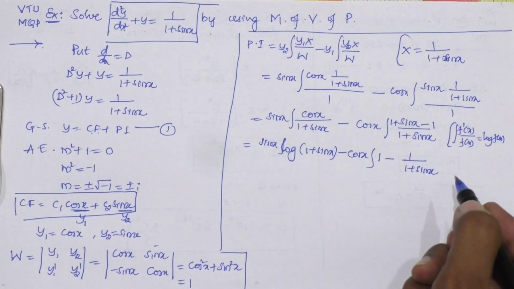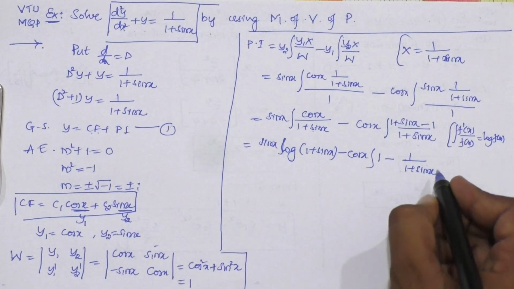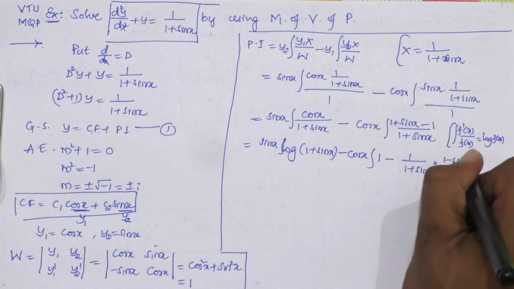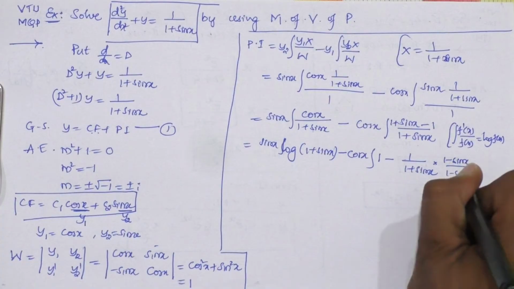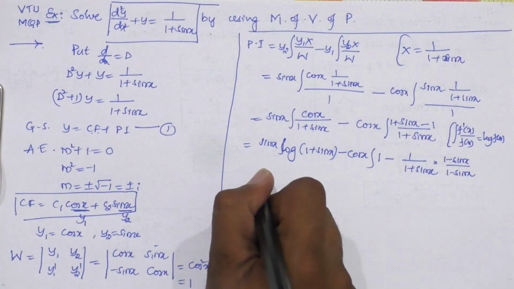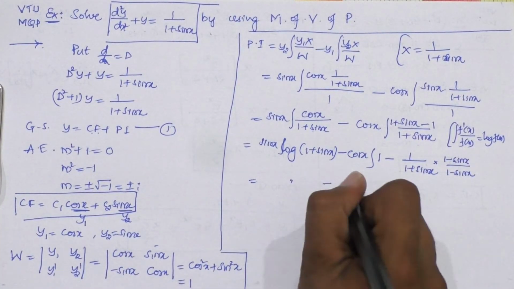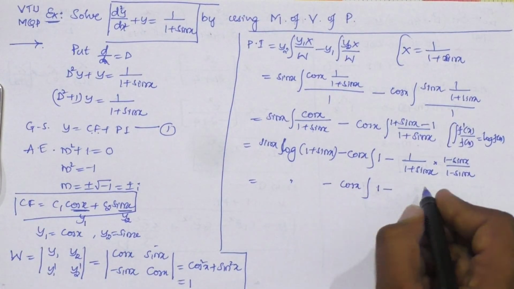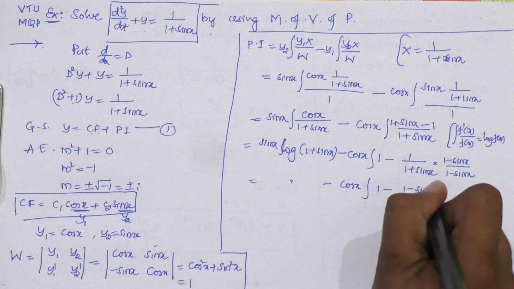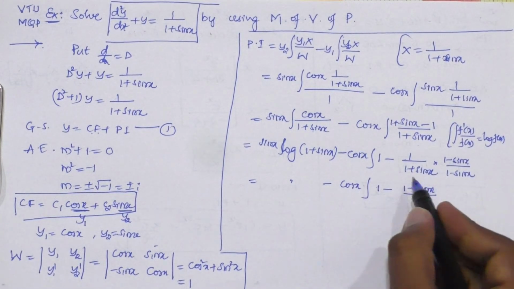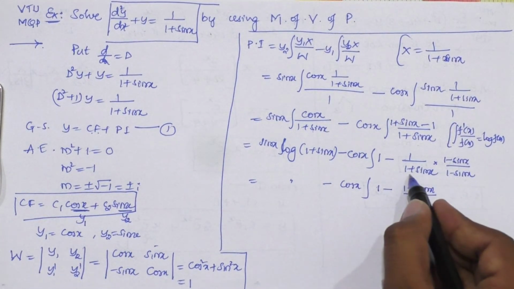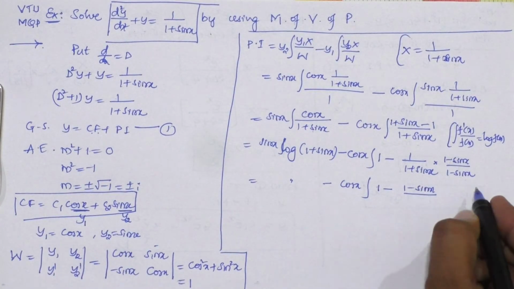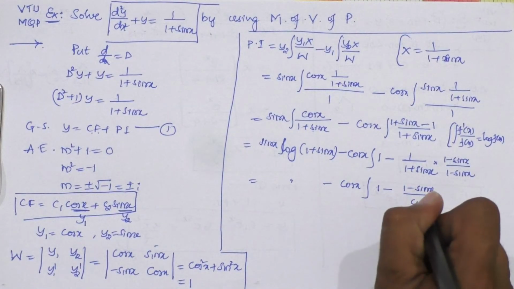So here at this position, multiply by its conjugate. Multiply and divide by 1 - sin x. This term stays as it is, minus cos x times the integration of (1 - sin x) divided by (a + b)(a - b), which is a² - b². So 1 - sin² x, which is cos² x.